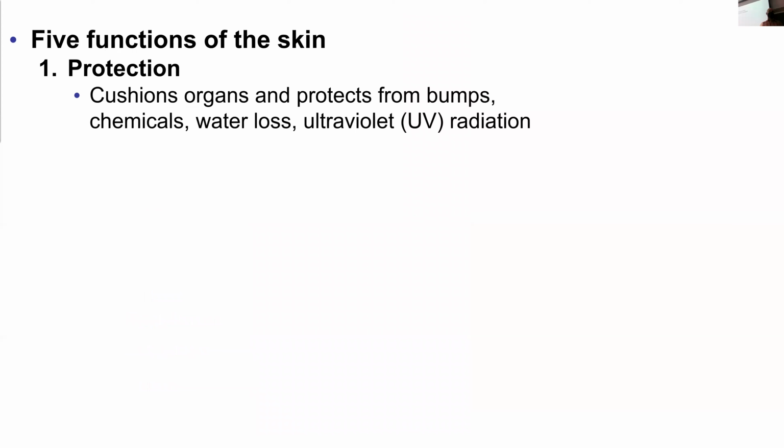All right, let's talk about the five functions of the skin. So five primary functions. The first is that it physically protects the underlying organs from a whole bunch of things. It protects it from physical contact with the outside world, bumps. It protects you from exposure to chemicals. It prevents water loss, and it also protects you from ultraviolet radiation from the sun.